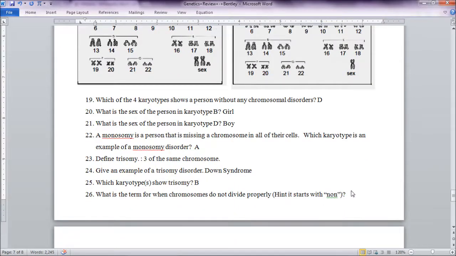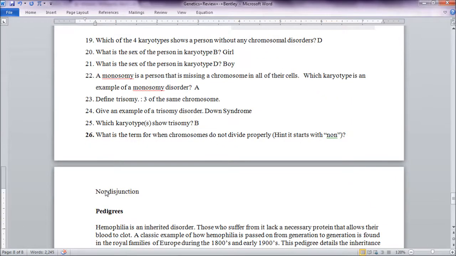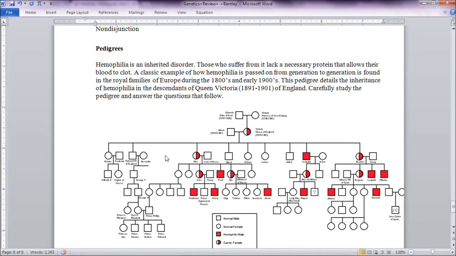What is the term for the chromosomes that do not divide properly? It is something called non-disjunction. Big fancy word. Non, to not do it. Disjunction, to separate. They don't divide properly. And it's generally the cause of these trisomy disorders. They simply fail to separate during anaphase. Maybe they stick to one side. During either anaphase of meiosis.